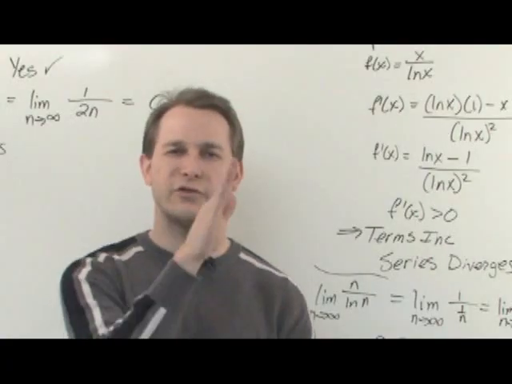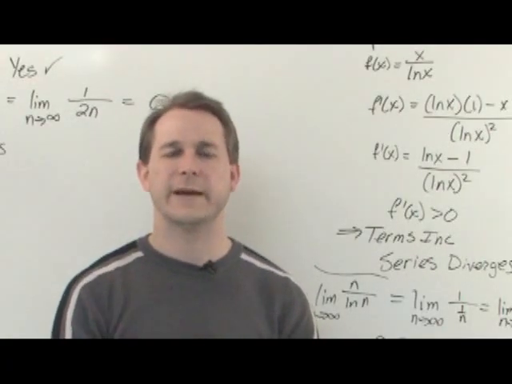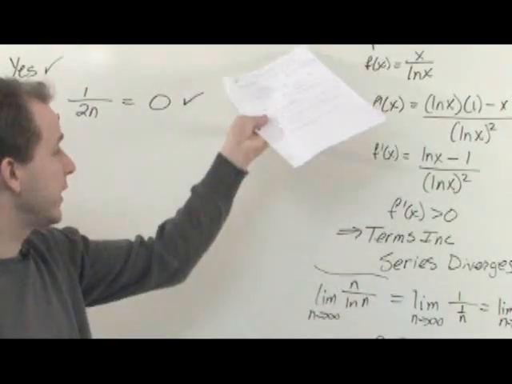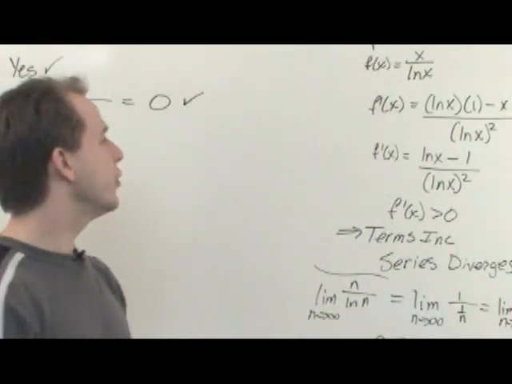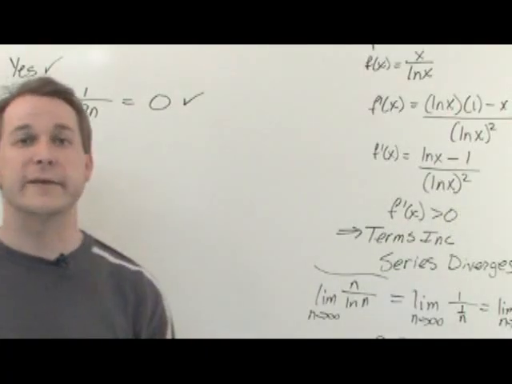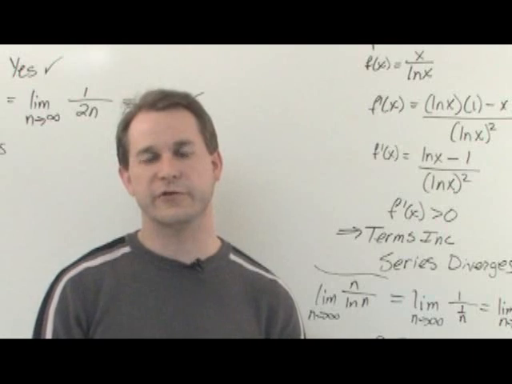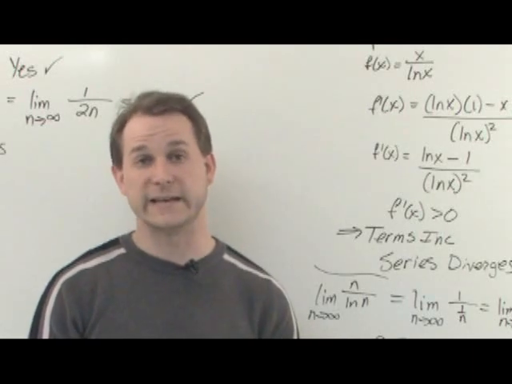You have to make sure that the terms decrease, and you also have to make sure that they converge to 0. So in order to find out that they decrease, you can start plugging in numbers. That works. Or you can take the derivative and see if the derivative is positive or negative to help you out. And then you need to take the limit to see if the terms converge to 0 or not. And if either of those are violated, it does not converge.